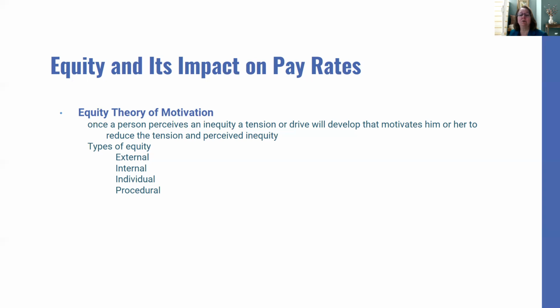And then individual equity refers to the fairness of an individual's pay as compared to what his or her co-workers are earning for the same or very similar jobs within the company based on each person's performance. And then there's procedural equity, and that refers to the perceived fairness of the processes and procedures used to make decisions regarding the allocation of pay.